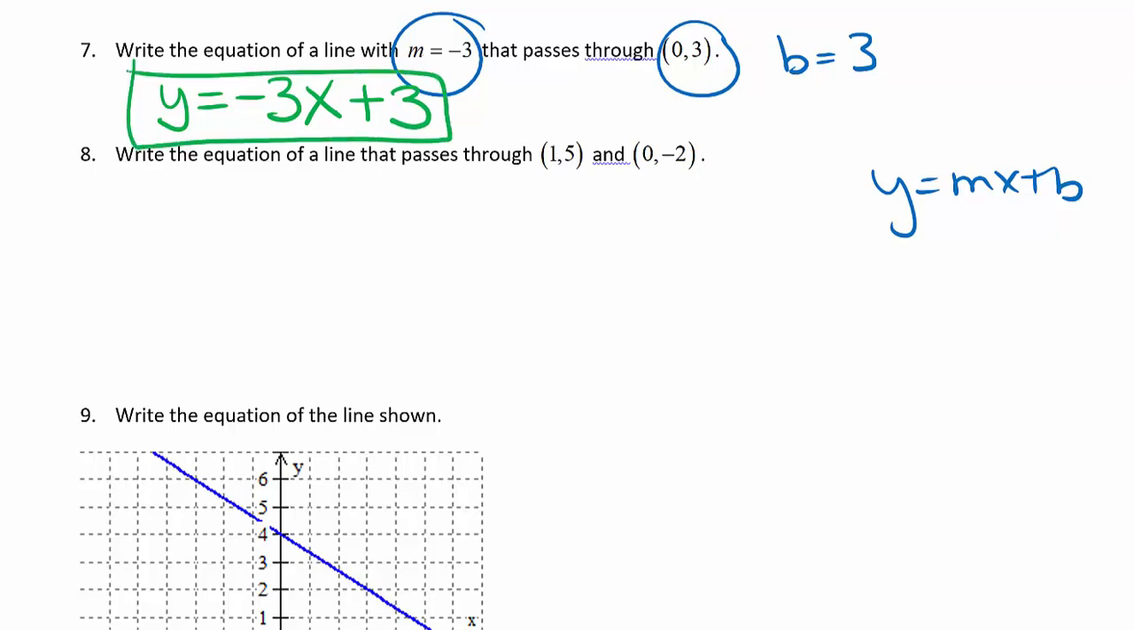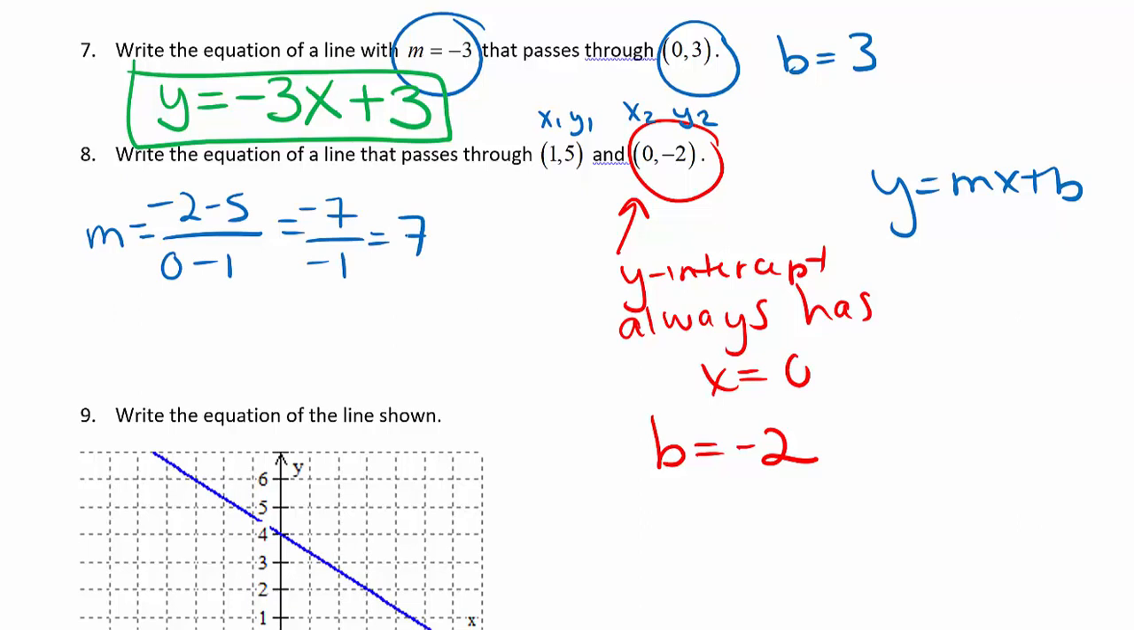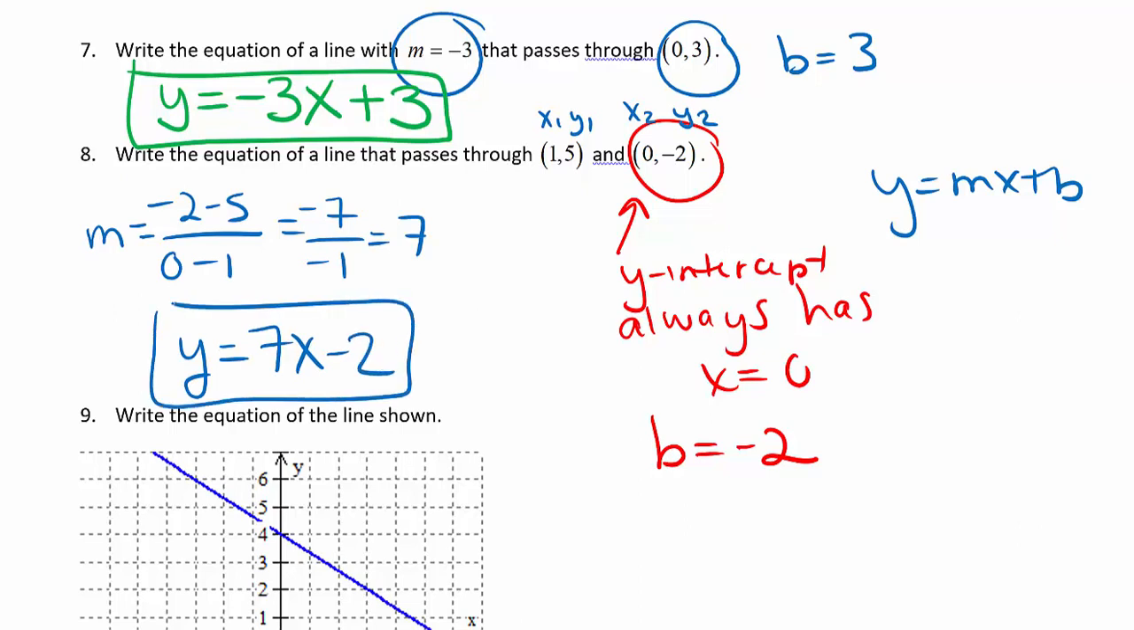In example 8, to find the equation of a line that passes through (1, 5) and (0, -2), I know the y-intercept here as well. The y-intercept always has an x value of 0. So the b value here is negative 2. Now they didn't tell me what the slope is, but I could do a little bit of work. I could use my formula, change in y over change in x, and compute that slope. So I'm going to take negative 2 minus 5 over 0 minus 1. That's negative 7 over negative 1, or positive 7. And so my final answer would be y equals 7x minus 2. Y equals mx plus b.